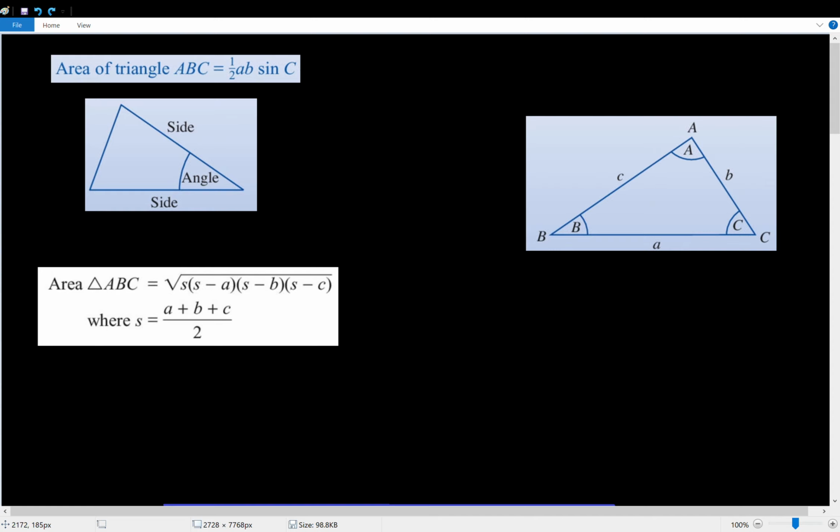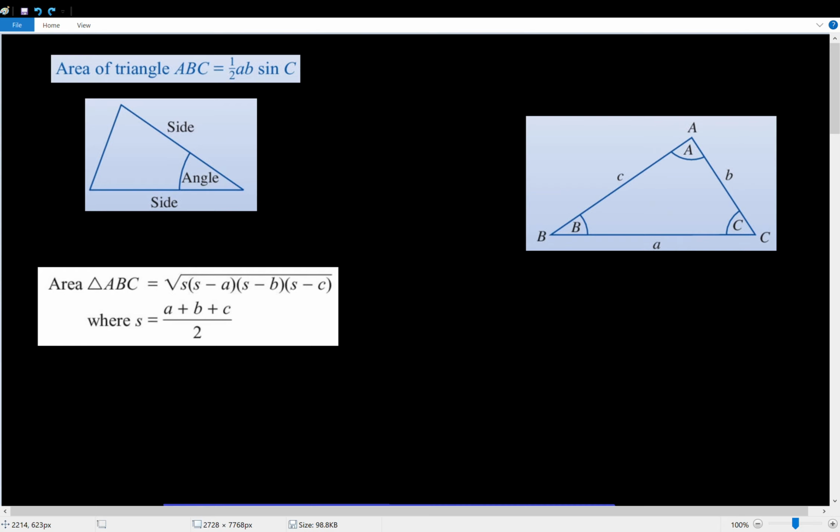So we can see on the right here, we've got the triangle ABC, and we've got the points marked A, B, and C. These are the corners of the triangle. They're marked with uppercase letters. And the angles at those points are also given uppercase letters, and they're given the same letter as the point they're at. So angle A is at point A, angle B is at point B, and so on.